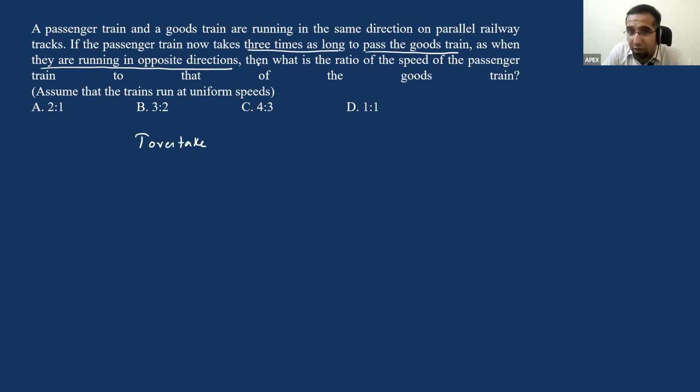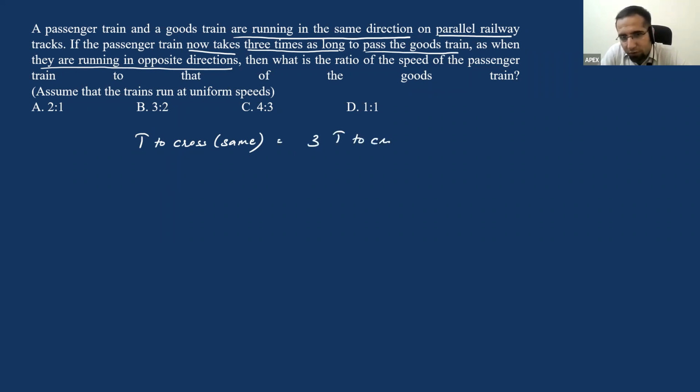If the passenger now takes, okay, 3 times as long as to pass the goods train, which means the time taken, because now understand here, now takes is referred to what is happening now. What is happening now? The trains are running in the same direction on parallel railway track. That means the time taken to overtake or to cross in the same direction. Let me write it this way, guys. Since they're moving in the same direction, the time taken to cross each other in the same direction, okay, is 3 times the time taken to cross in the opposite direction.